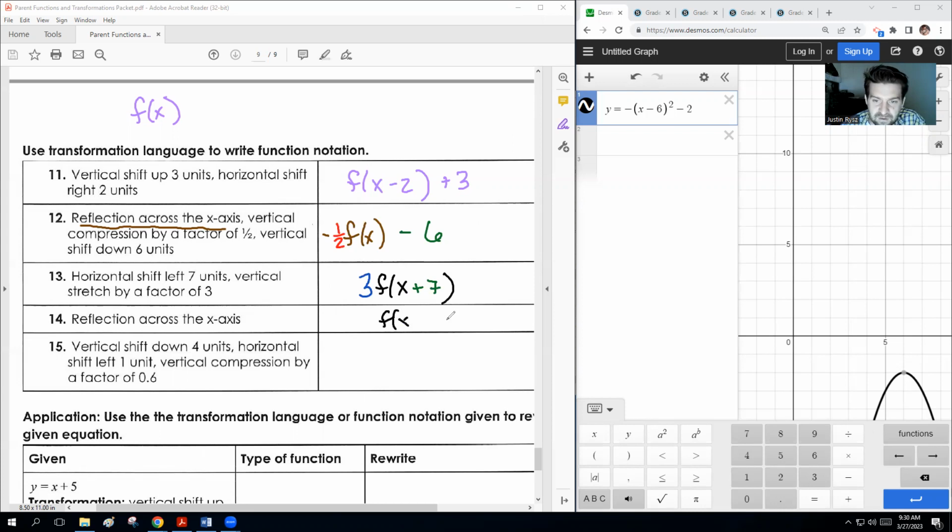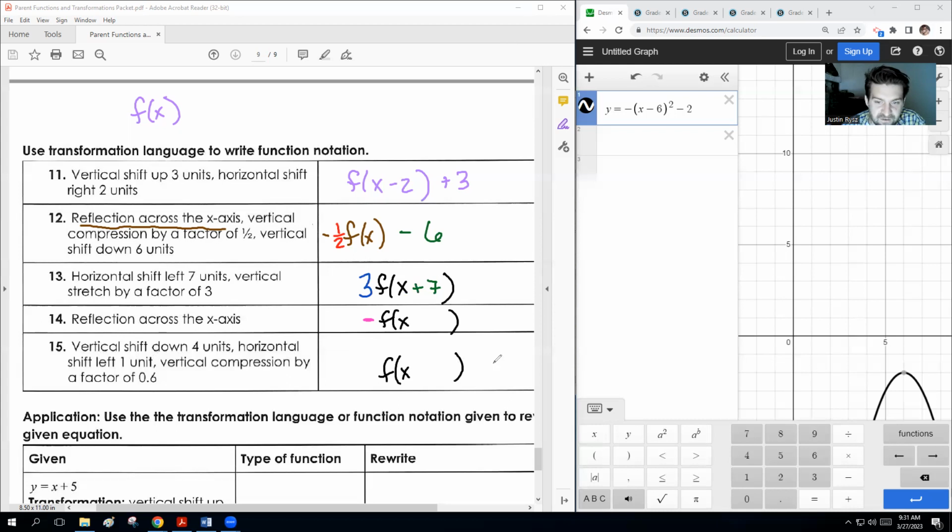Okay, next one. You know what I'm going to do? I'm going to put these f of x's here, both of these. All right, we're going to reflect it across the x-axis. All we do is put a negative on the outside. Leave the rest alone. Negative f of x.